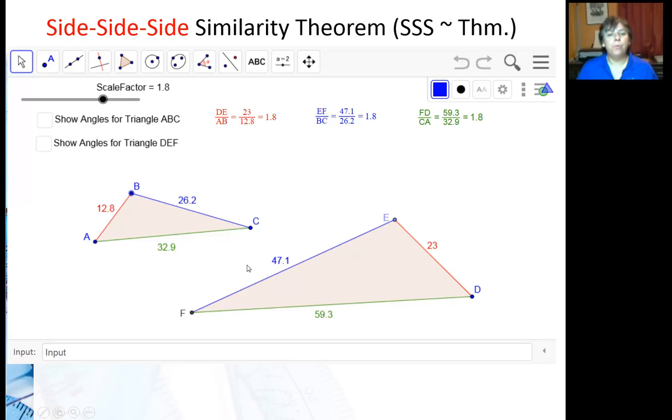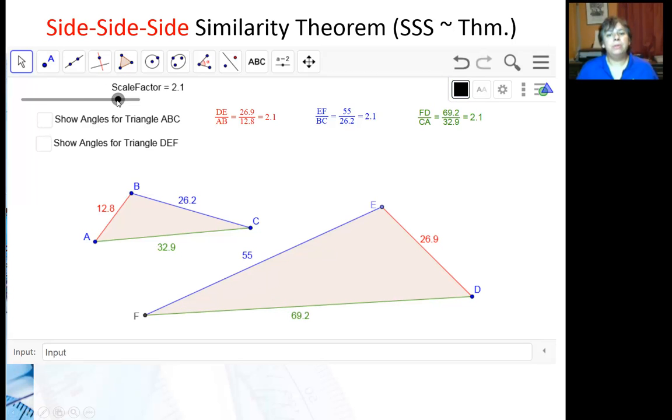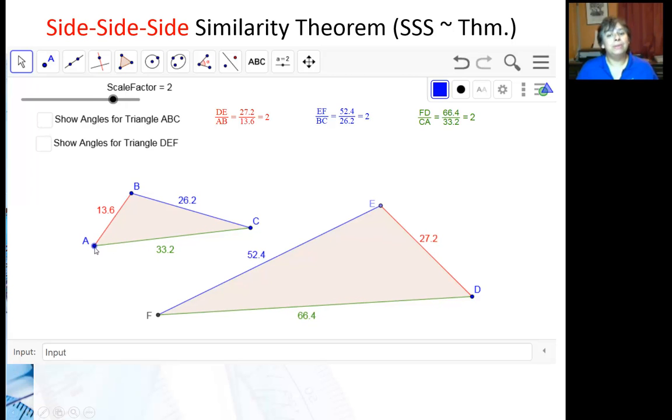So the only rule is that, in this case, if the scale factor is 1.8, if I go 1.8 times 32.9, I better get about 59.3. These are rounded, so you might get a slightly different value on your calculator. And if I go to a scale factor of 2, you should see that it is doubling. And again, they're rounded, so sometimes they don't quite match. So here you have 33.2 and 66.4.